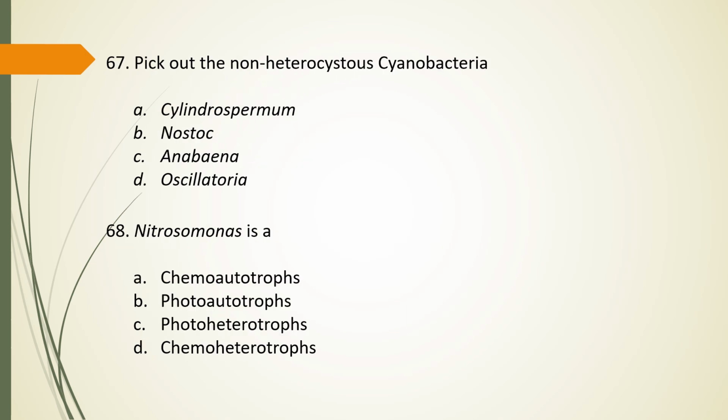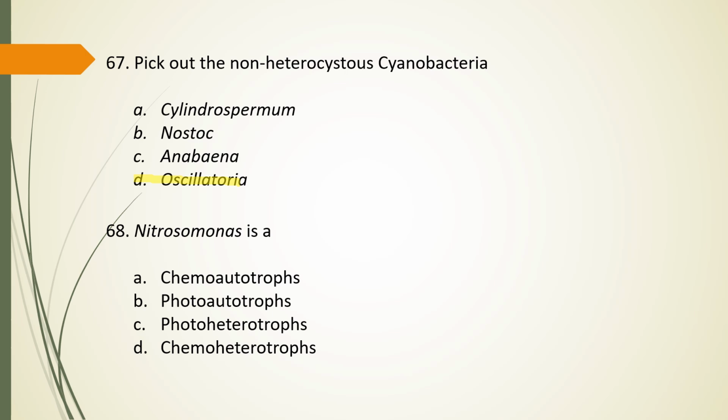Question number 67. Pick out the non-heterocystous cyanobacteria. Option A Cylindrospermum, B Nostoc, C Anabaena, D Oscillatoria. The correct answer is option D Oscillatoria. The non-heterocystous cyanobacteria are cyanobacteria that do not show cellular differentiation. They are often dominant organisms in microbial mats and can fix nitrogen under aerobic conditions.